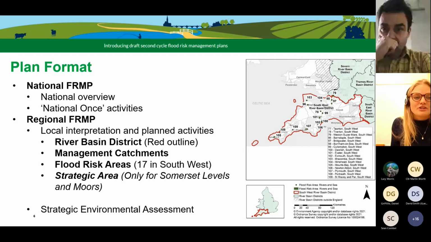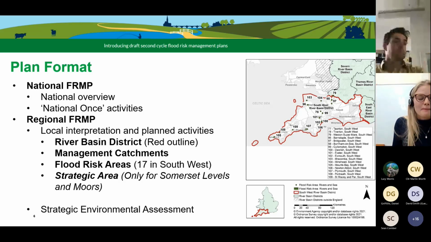Then you've got measures that sit in management catchments. So for your catchment partnership, you'd be interested in the Tamar management catchment measures. These are measures that are either associated to the whole of the Tamar management catchment or to specific communities within the Tamar management catchment.